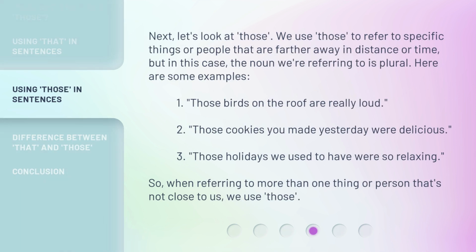Next, let's look at those. We use those to refer to specific things or people that are farther away in distance or time. But in this case, the noun we're referring to is plural. Here are some examples. 1. Those birds on the roof are really loud. 2. Those cookies you made yesterday were delicious. 3. Those holidays we used to have were so relaxing. So, when referring to more than one thing or person that's not close to us, we use those.